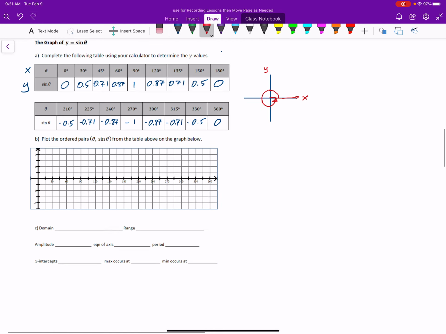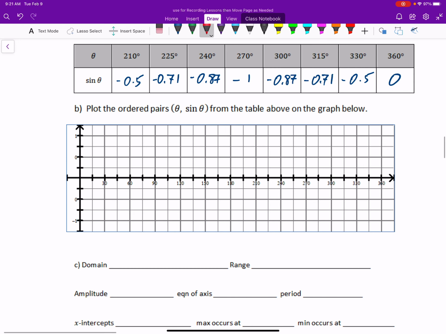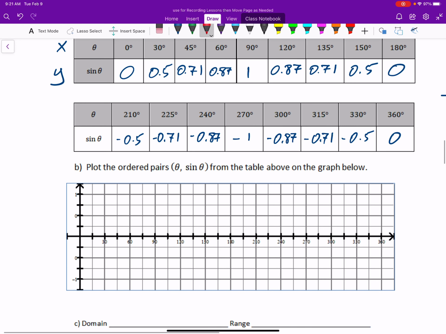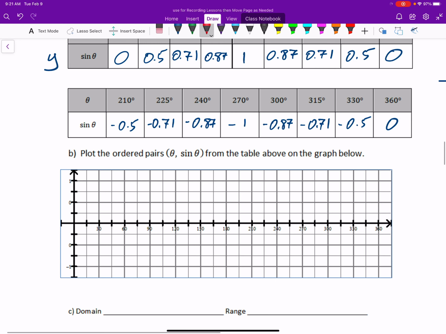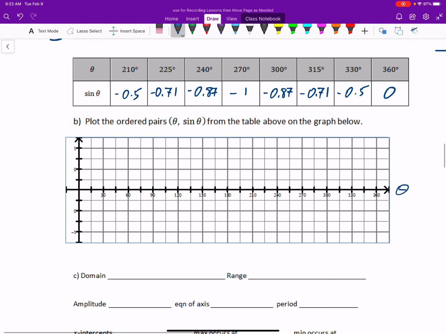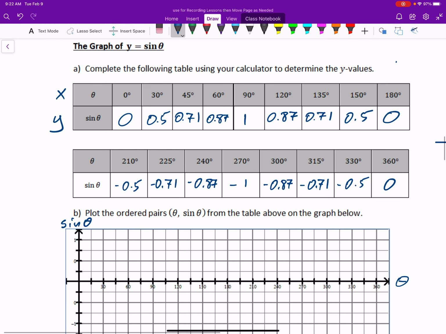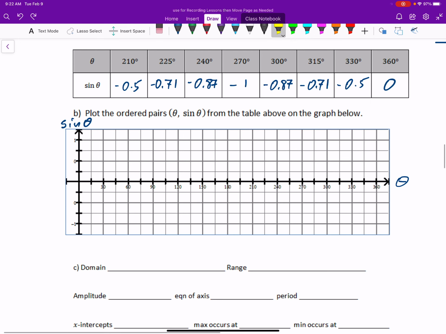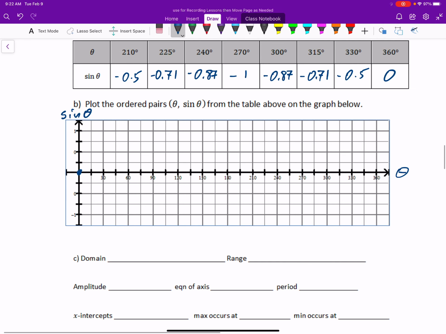If I plot these ordered pairs, again, x is my angle, theta. Instead of calling it x and y, I'm going to call it theta. But theta is on my x-axis, and y is my sine theta, the sine of the angle. I'm going to put that on my y-axis. And I'm just going to plot these as ordered pairs. So I'm going to have this ordered pair 0, 0. I'm not going to worry about putting the degree symbol on there, but I got this point 0, 0, which is at the origin. And then I've got this point 30 and 0.5, which is here.